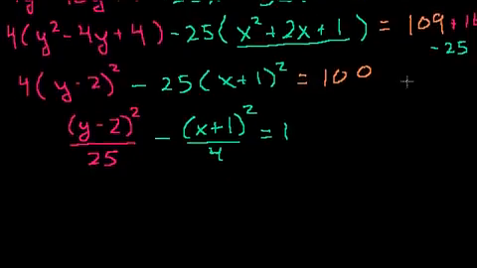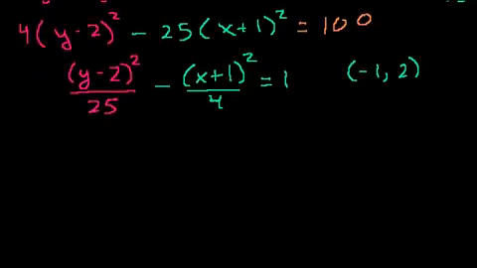Now let's graph this hyperbola. So the first thing we know is where the center of this hyperbola is. The center of this hyperbola is at the point x is equal to minus 1, y is equal to 2. And let's figure out the asymptotes of this hyperbola. This is the way I always do it, because I always forget the actual formula.